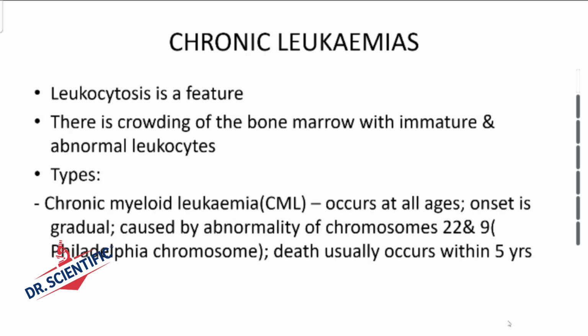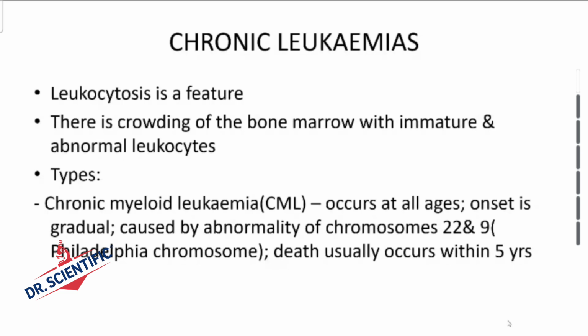So we have also the types of chronic leukemias. We have chronic myeloid leukemia, CML, which occurs at all ages. The onset is usually gradual, and it is caused by an abnormality of chromosomes 22 and 9. We call it the Philadelphia chromosome. So I think it is named after the area where it was discovered. Philadelphia is in the US, in the state called Pennsylvania. That's where Philadelphia is located.